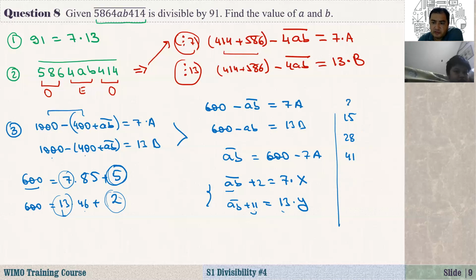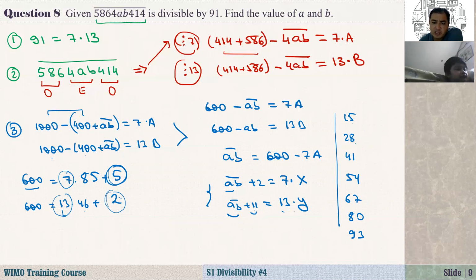And even if I start, okay, 2 is not a two-digit number. And 41 plus 13 is 54, plus 13 is 67, plus 13 is 80, plus 13 is 93. As you see here, this AB is 15. 15 plus 11 is 26, divisible by 13. 28 plus 11 is 39, divisible by 13.